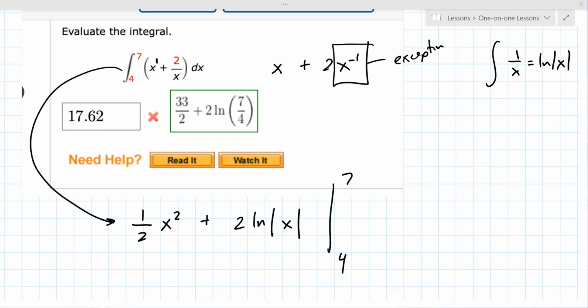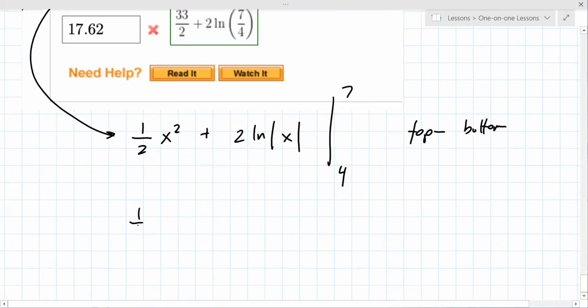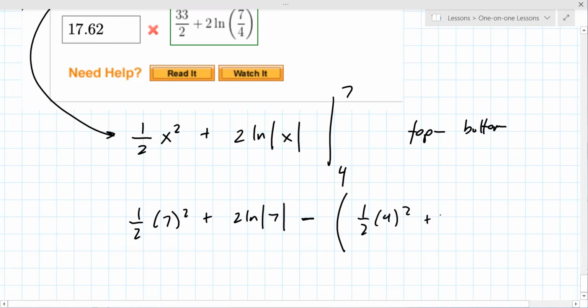And do you start from the bottom number? Top. It's always top minus bottom. Okay, so let me work through that here for you. It's 1/2 7 squared plus 2 natural log absolute value of 7 minus, now you always like a big parentheses, 1/2 4 squared plus 2 natural log absolute value of 4.